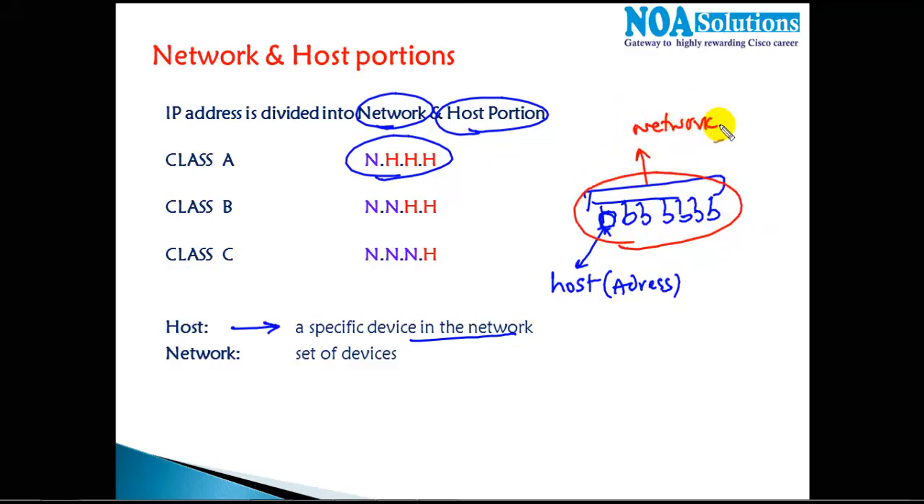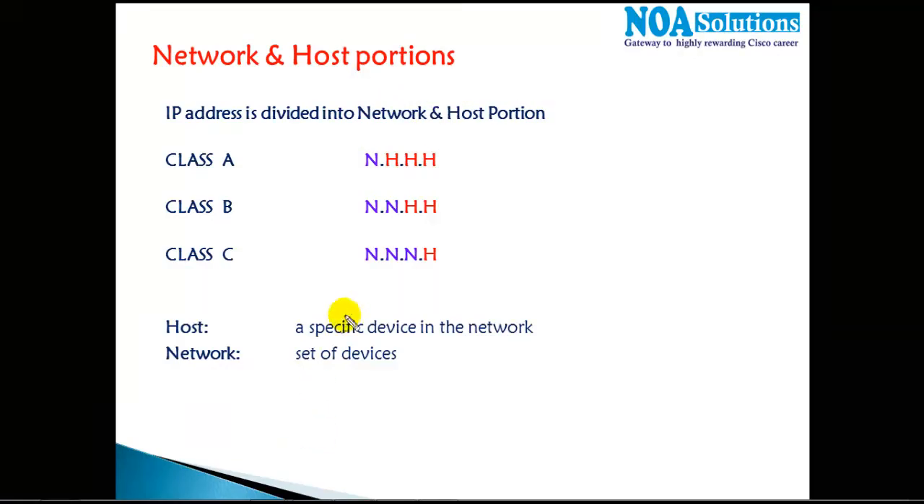A set or group of devices identifies a network, and the portion which represents a network identifies the complete network but not a single device, whereas the host part identifies a single device in that particular network. But if you observe here, the network portion and the host portion vary in different classes. In the A class there is only one network portion, in the B class there are 2 network portions which identify a network, and in the C class we have 3 network portions which identify a network.